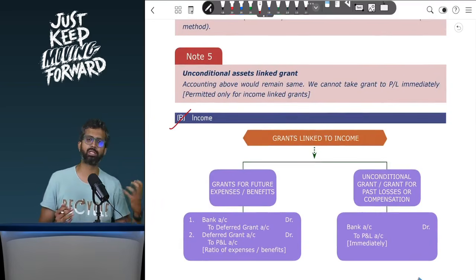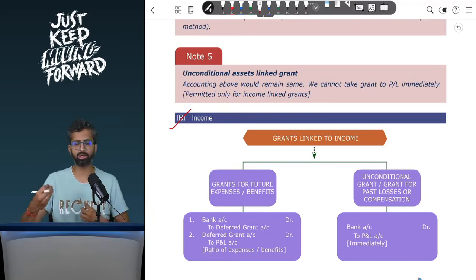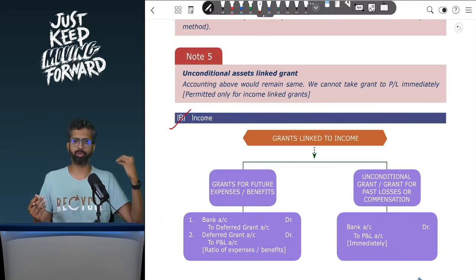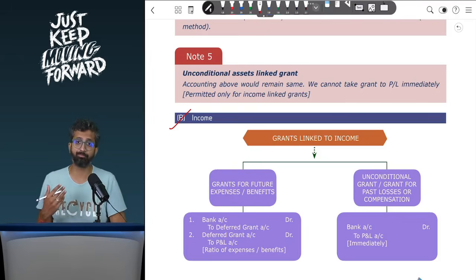Every grant which is other than a grant linked to asset, it may be a grant to subsidize the selling price of your, let's say, inventory like LPG cylinders, or it may be a grant to meet expenses, like you may be a hospital sending doctors to rural areas to meet those expenses, or it may be any other grant like a compensation for a flood, or a grant to set up a unit in a backward region. In all of these cases, the standard is very clear. It says that you will treat it as a grant linked to income because it is not linked to acquisition of a specific asset.